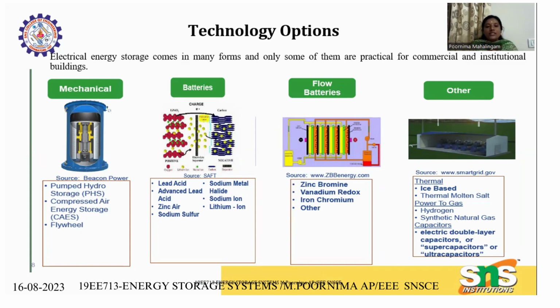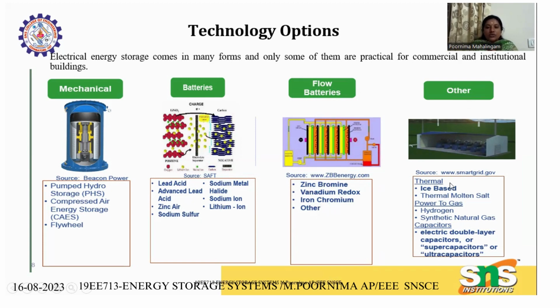Okay. Now the next thing is batteries. We are already familiar with lead acid batteries, advanced lead acid batteries, zinc air, sodium sulfur, sodium metal halide, sodium ion, and lithium ion. In this form we can store electrical energy as chemical energy. Now the flow batteries: zinc bromine, vanadium redox, iron chromium, and others. These are stored in the form of flow batteries.